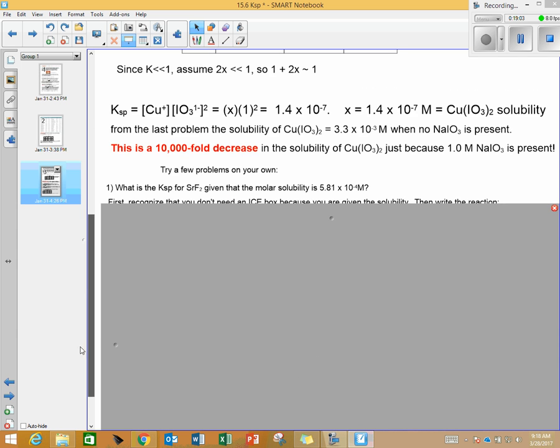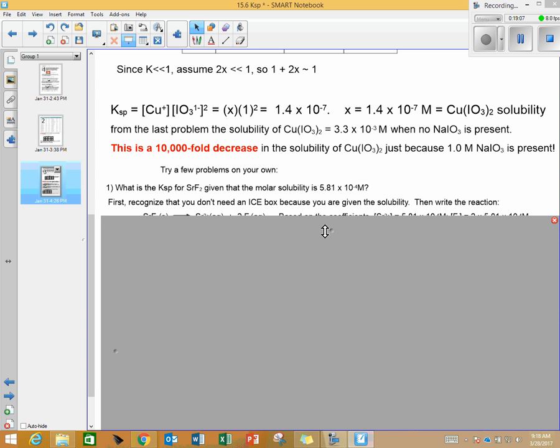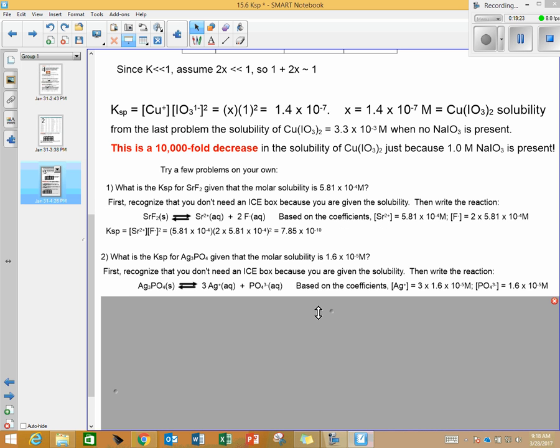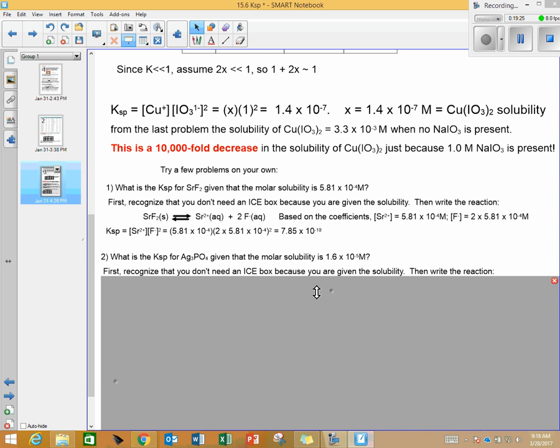You're going to try a few problems on your own. You should try to work through this. I'm going to show you the solution in a moment, but you want to pause this and try to do this on your own. Now I'm going to show you the solution because you've paused it, tried it on your own, and here's the solution. So another problem. Notice these are asking for the KSP.